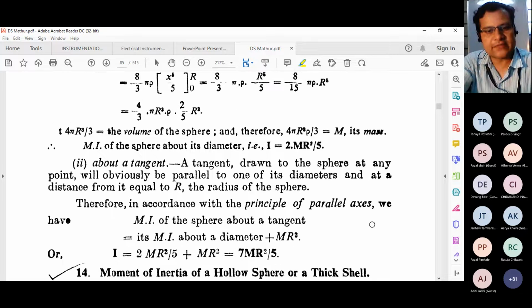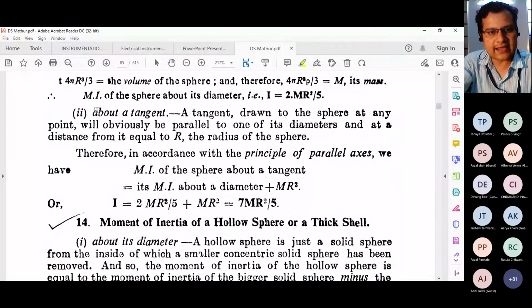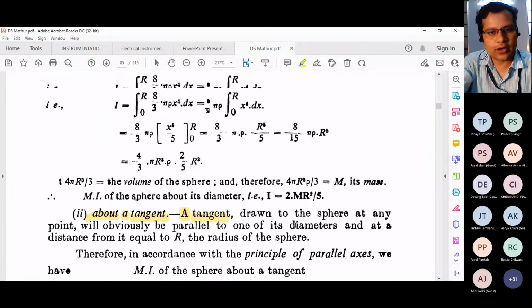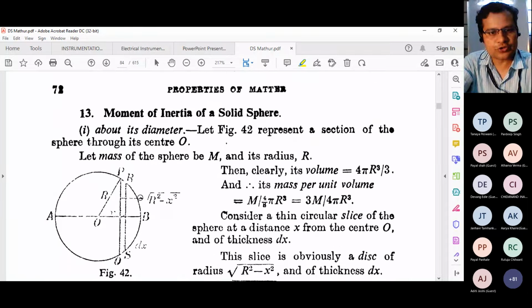Okay. So I'll just keep that portion because there are only 10 minutes. So I'll just take the tangent. What is the moment of inertia about the tangent? Again, here I want to draw a tangent. That tangent should be of radius r, parallel to its diameter, which is like over here.